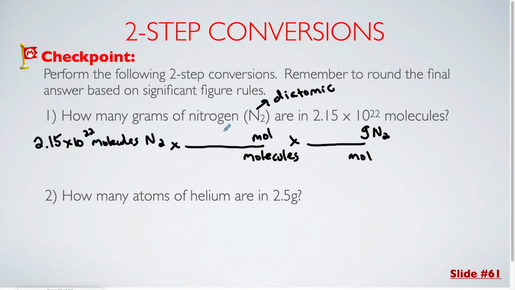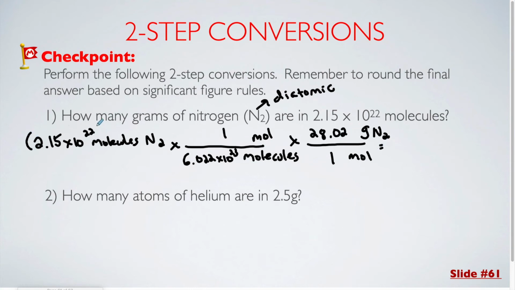Now the moles is always going to be equal to 1 for both of these. Molecules, just like atoms, is going to be Avogadro's number. And grams we're getting from the periodic table. Now nitrogen by itself is 14.01, but we have two of them here. So this is going to be 28.02.